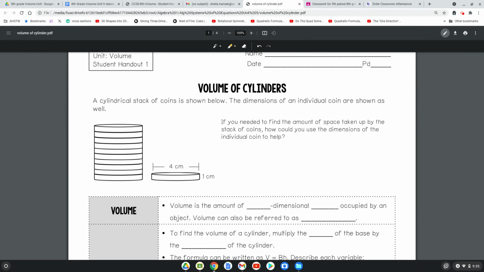And why can I not write on this? Let's see here. There we go. The radius would be 2.